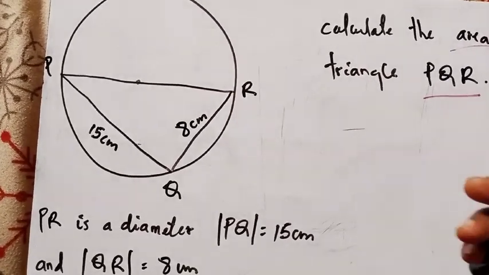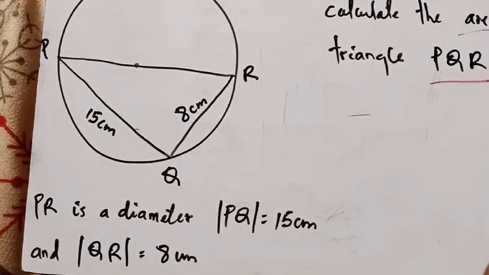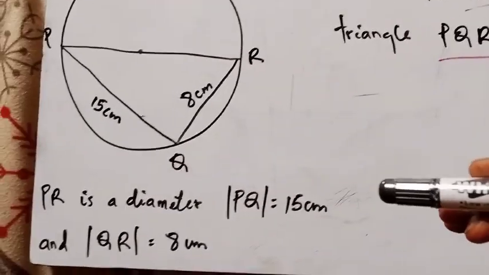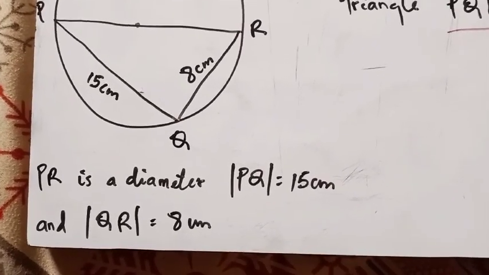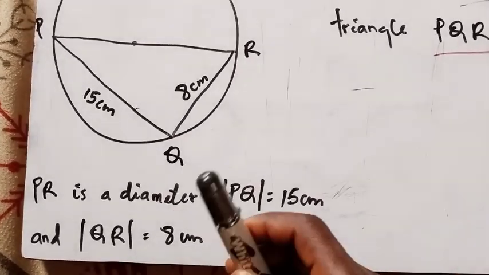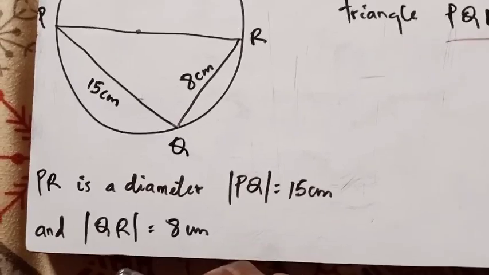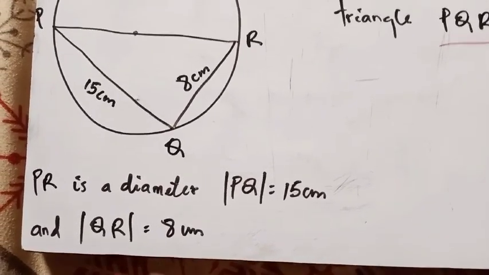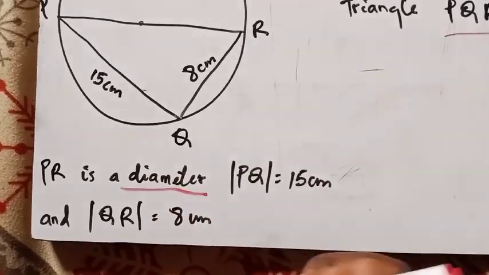Okay, now what we are going to do here is determine or find the area of the triangle PQR. So these are the pieces of information that we are given. Now your starting point is to know what you have at hand, right? What I mean by that is, we have PR is a diameter. That is another keyword here. So you must know the meaning of a diameter.